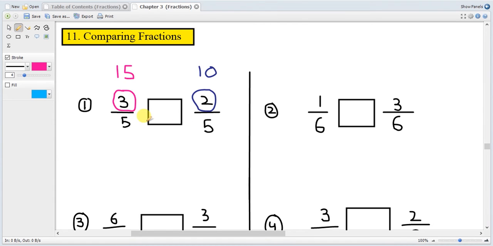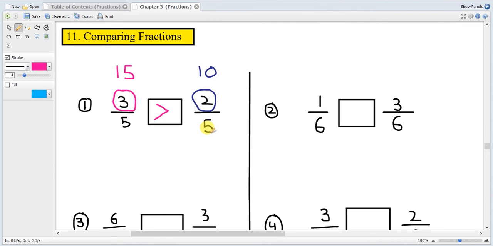Okay, so we have successfully multiplied these two numbers. Now see, the products are 15 and 10. Which number is bigger? 15 is bigger. So your answer is the first fraction. Since 15 is bigger than 10, we can say that 3 over 5 is bigger than 2 over 5, right?